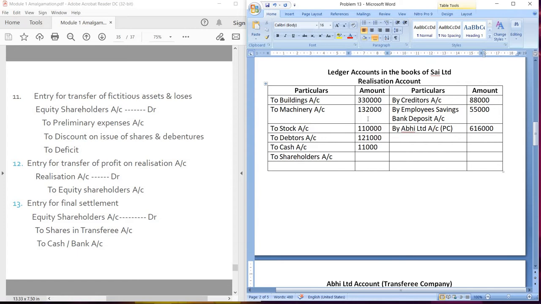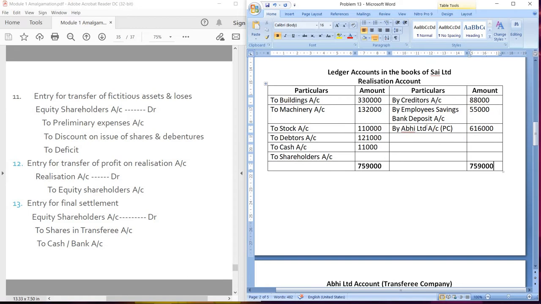Now if you make the total of the debit side, the total is 7,04,000, and if you make the total of the credit side, the total is 7,59,000. We'll write it on both the sides. Now the difference will be transferred to the shareholders account.